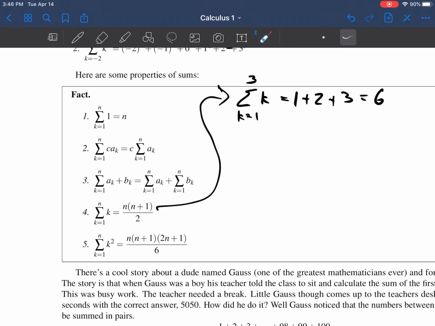But maybe this number on top is like 1 million, and you don't want to write down the numbers from 1 to 1 million and add them all up. It'll take you forever. So what you can do is use this formula instead.